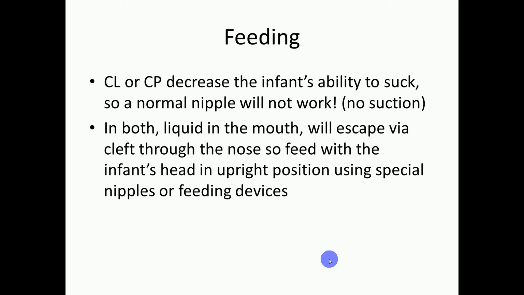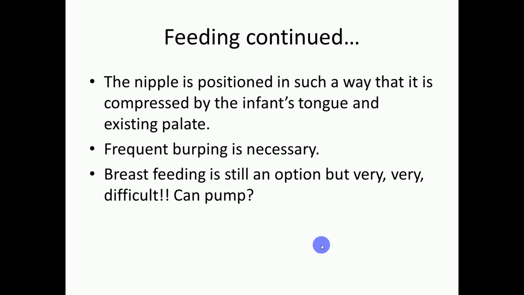Now, they can also be fitted for prosthetic palate coverings known as obturators, and those are good, but they're very expensive, so sometimes insurance does not cover them. And they're going to have several fittings over time, so it's not a one-time fit. So that's another problem with insurance, because it's a lot cheaper to use the bottles than it is to get the obturators. The nipple is positioned in such a way that it compresses the infant's tongue and the existing palate.